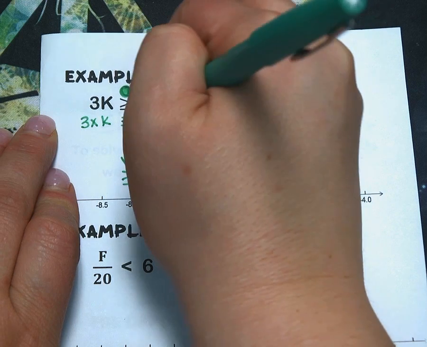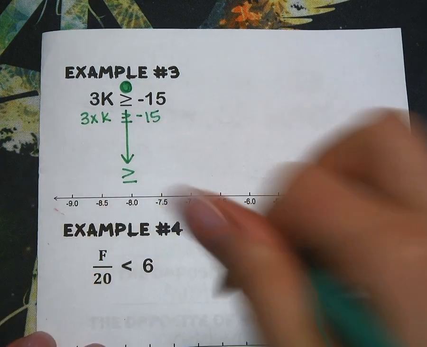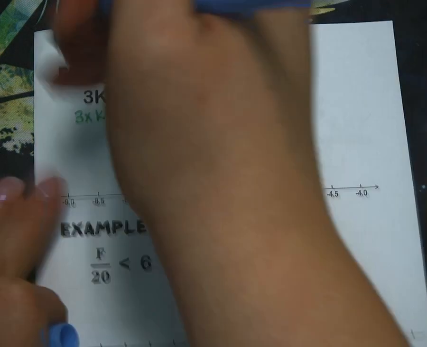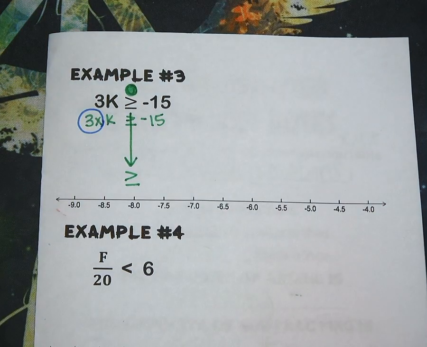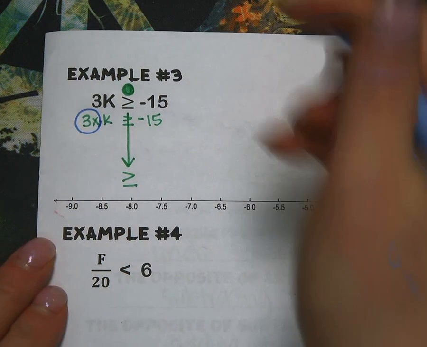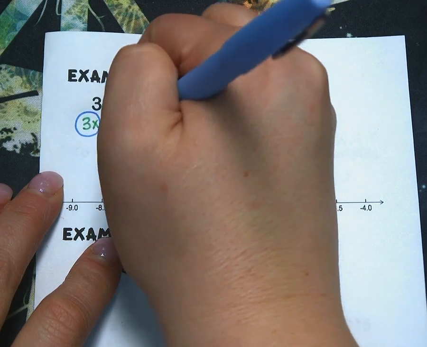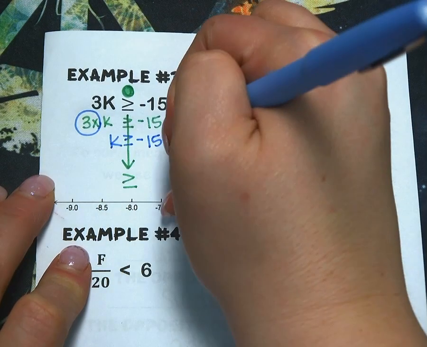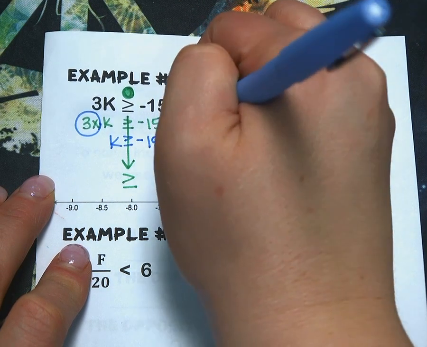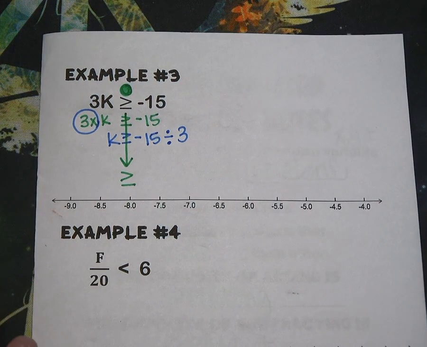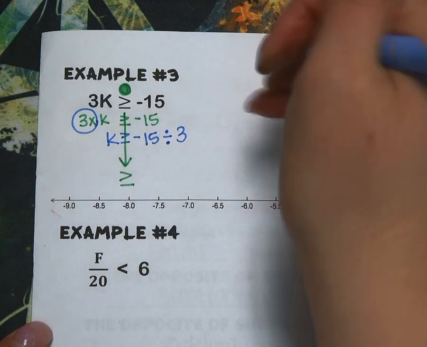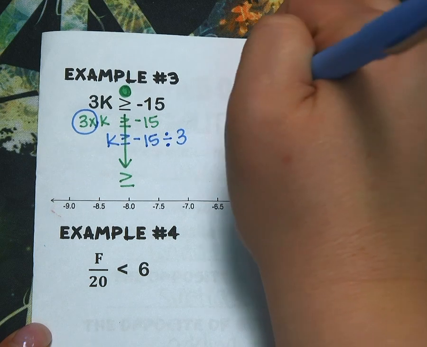Okay. And I rewrote it, and now I can circle what I want to get rid of. So I want to get rid of my multiplying by 3. And so to do that, I would need to move it over. So I have K, same symbol, -15, and I'm going to divide by 3. Okay? And so I have a negative and I'm dividing, so I need integer man.